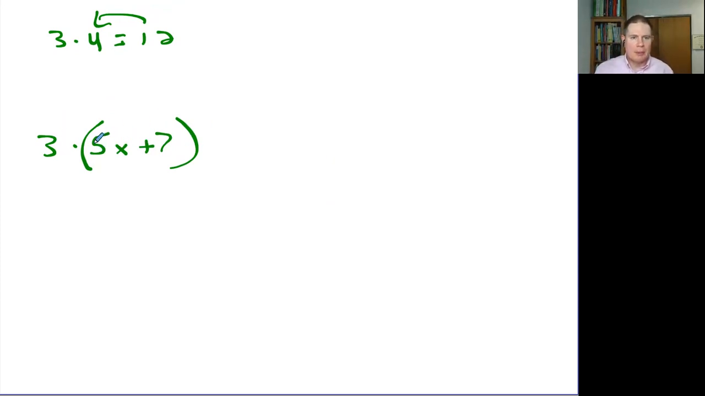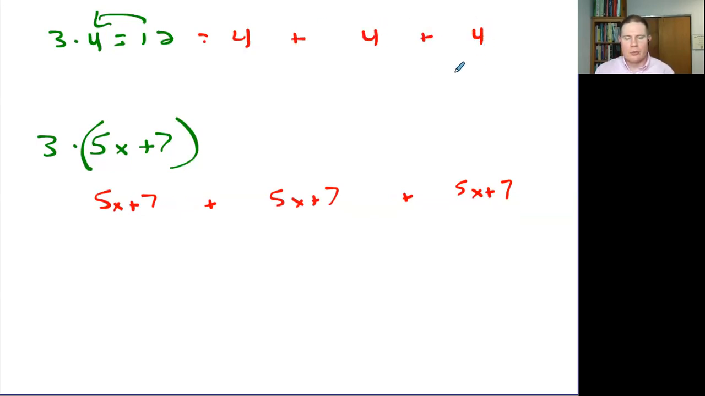3 times something means I have that same thing added to itself 3 times. Exactly the same way that 3 times 4 is 4 plus another 4 plus another 4. And I can go by multiples of 4 fairly easily. 4, 8, 12, done. The multiples of this, I'm not just counting because of that variable in there, but I see this is all addition, so I can associate all of my x terms together. 5x plus 5x plus 5x.